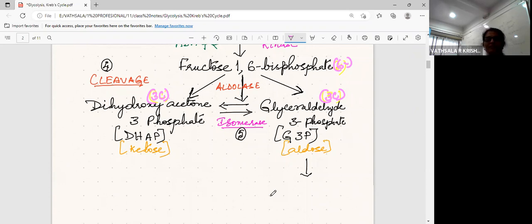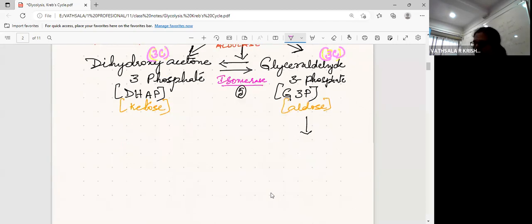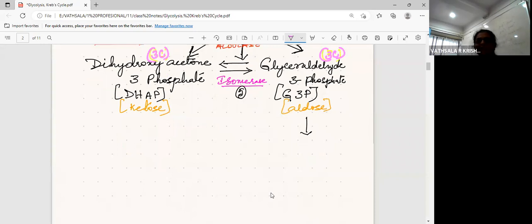So this DHAP is converted to G3P. This is a reversal of glycolysis I had told you there. Carboxylation, reduction, regeneration. Do you remember? Yes. So here it's an isomerase. That means this can be converted to that, and that can be converted to this. Basically that is what we have understood.